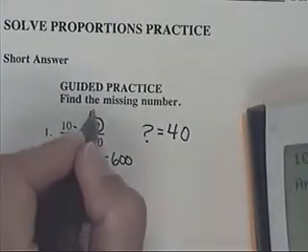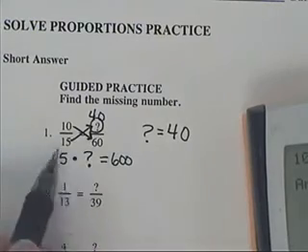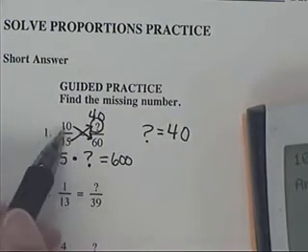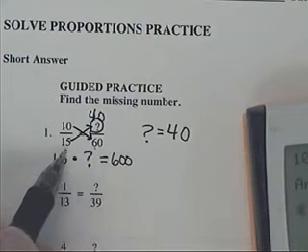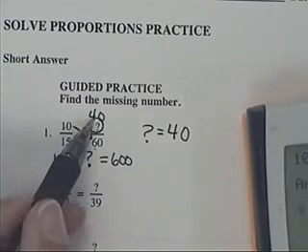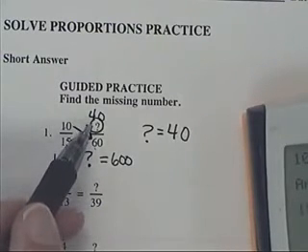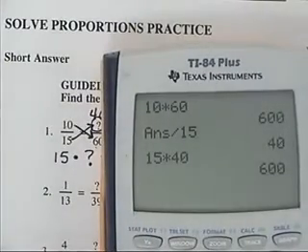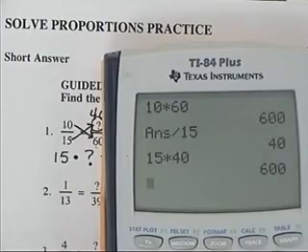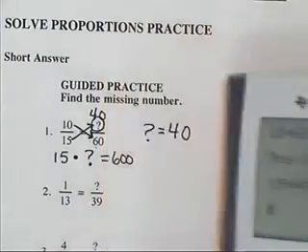So now let's try it. If I put a 40 right here where this question mark is, let's see if I get 600 both ways. I already multiplied 10 times 60 and I got 600. Now let's multiply 15 times 40 and see, does that give you 600? And it does. So that tells me that 40 is the right number to go in that spot. So let's try the next one.